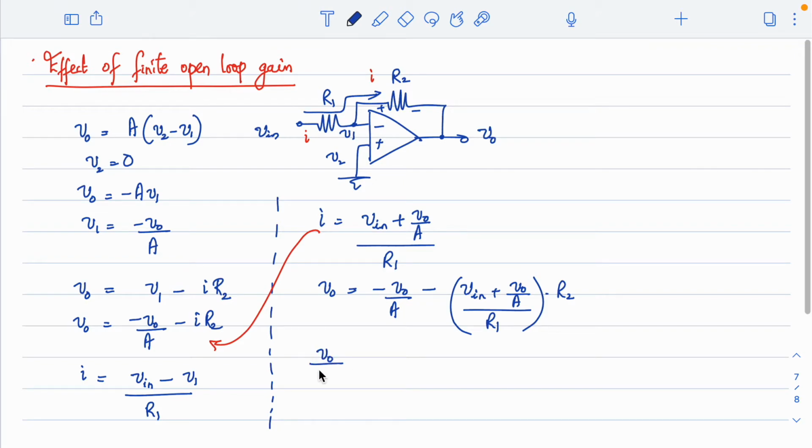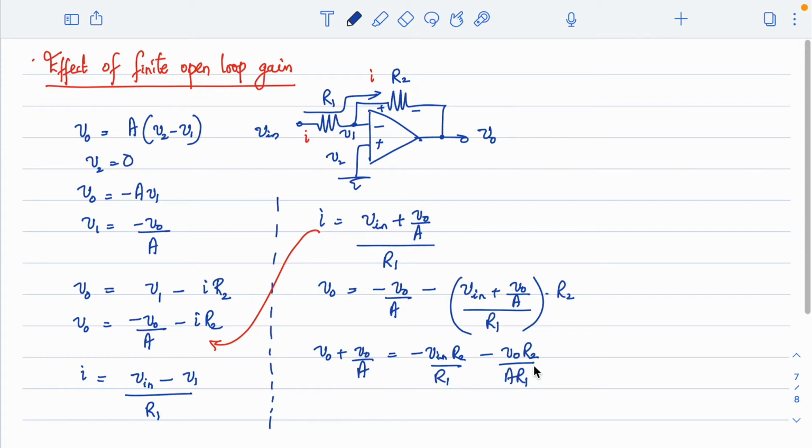Alright, now the same thing you can just rearrange. Can you try with me how to rearrange this? You can do some rearrangement. So if I do that, V naught plus V naught by A is equal to minus V in into R2 by R1 minus V naught R2 by A R1.